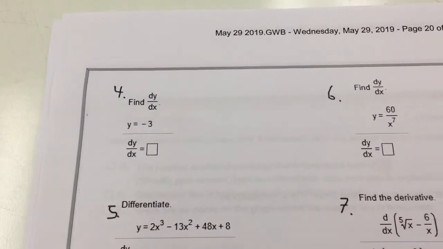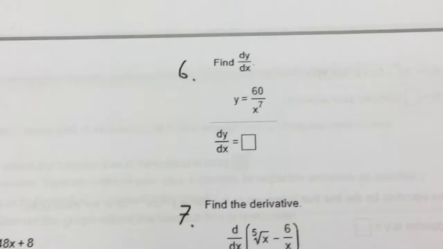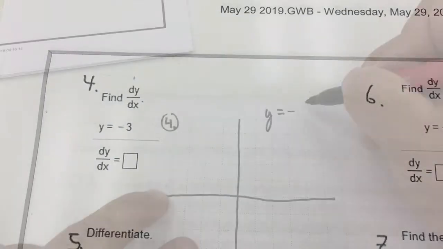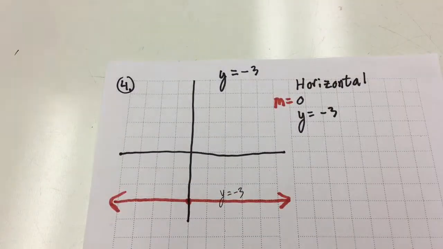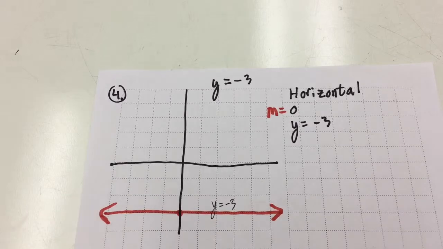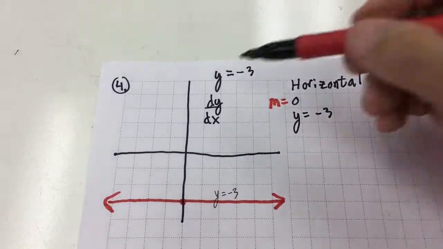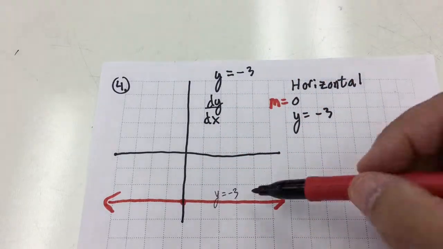Now we're going to find derivatives: the derivative of a number, the derivative of a polynomial, the derivative of a fraction, and the derivative of a radical and a fraction. So for number 4, it asks me to find the slope, or the derivative, of y equals negative 3. The best way for me to explain that is, when they ask for the derivative dy/dx, that's the change in y over the change in x, or the slope. So they're basically asking me what's the slope of this horizontal line, y equals negative 3.